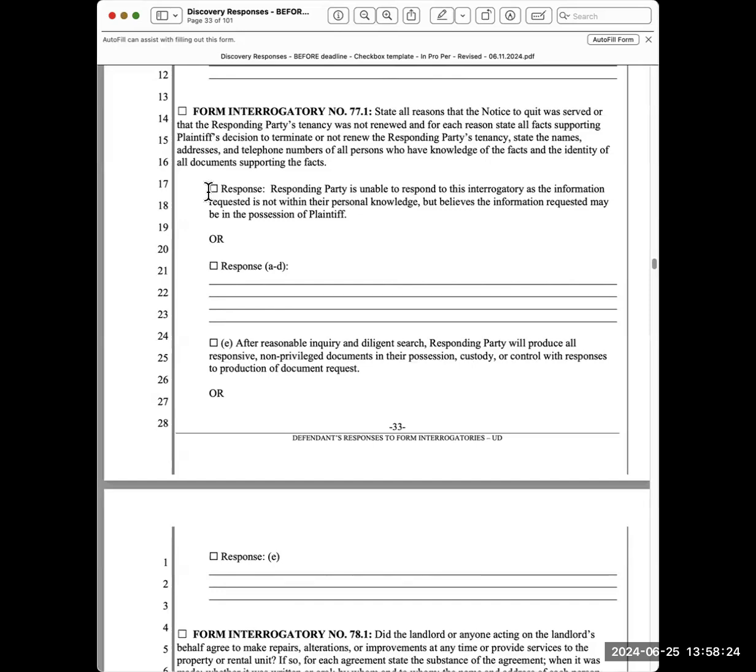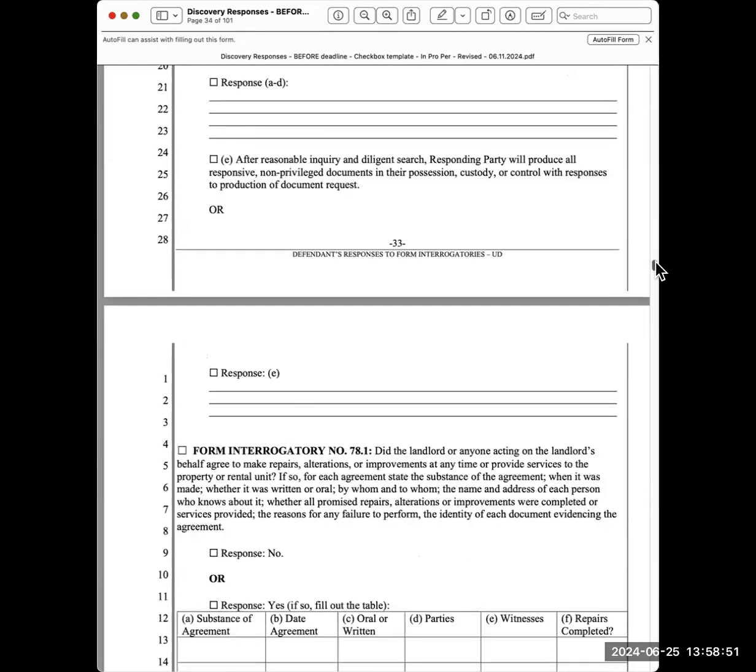If you don't know, you check here. It means you don't have information, but you suspect the landlord does. If you are able to answer this question, check here and put your answers here. And then this part is about whether you have documents. If you do have documents, check here. Otherwise, check here and put in your explanation.